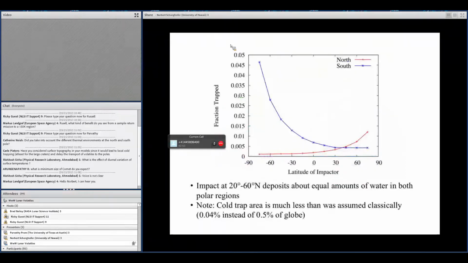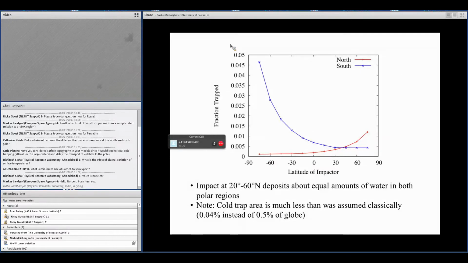So the next slide is the basic first result. I'm plotting here the fraction of water molecules trapped as a function of the latitude of impact. So if it impacts at the equator, then we have about 3 times as many water molecules trapped in the south than in the north, just because the cold trapping area is about 3 times larger. But if you have an impact at northern latitude, so 45 degrees latitude, then the amount trapped in the northern and southern cold traps is about equal.